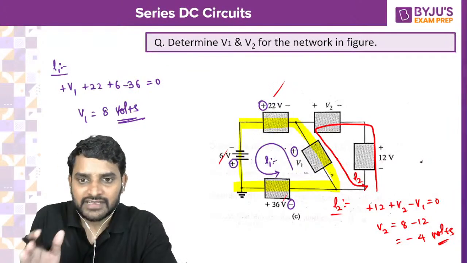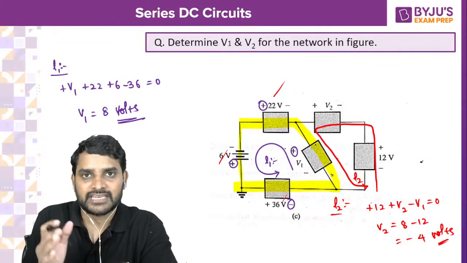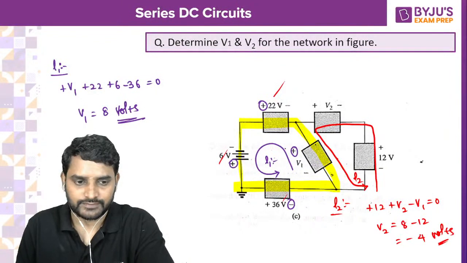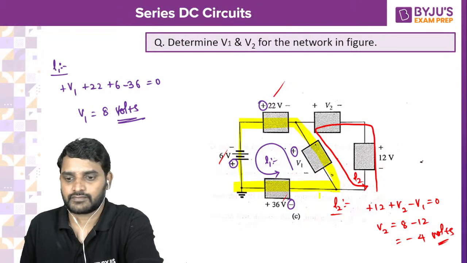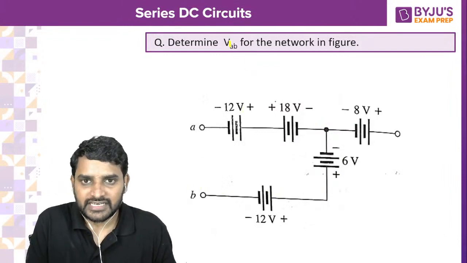V2 is equal to V1 minus 12. V1 is 8 minus 12. So you are going to get minus 4. Right. That's one. Determine VAB.